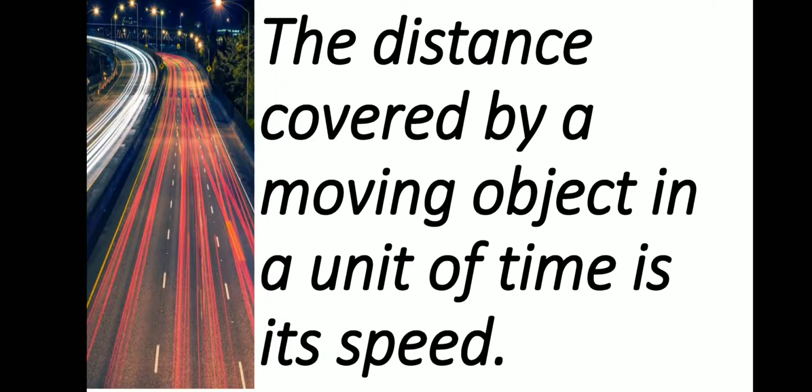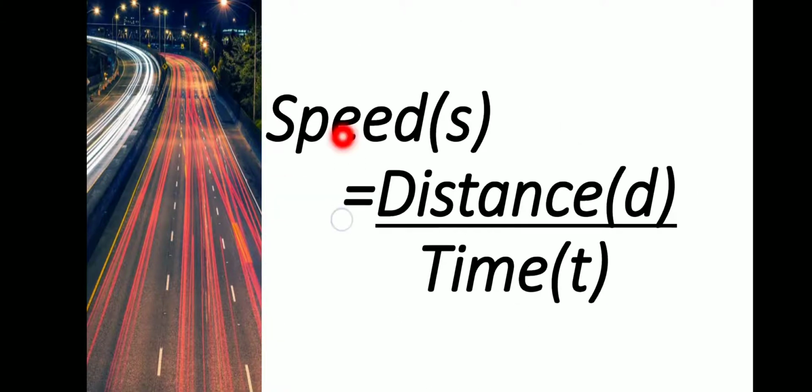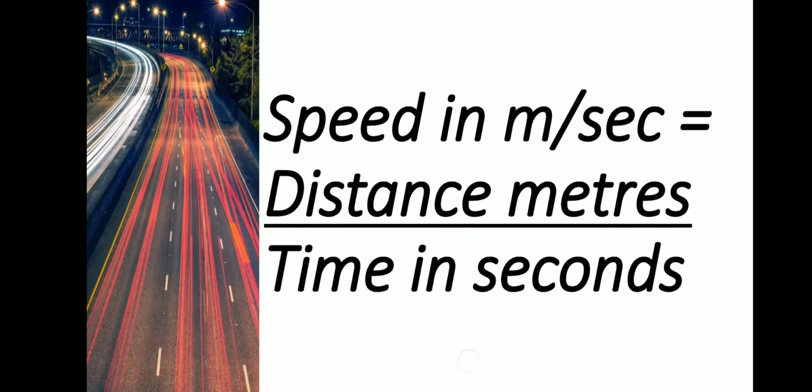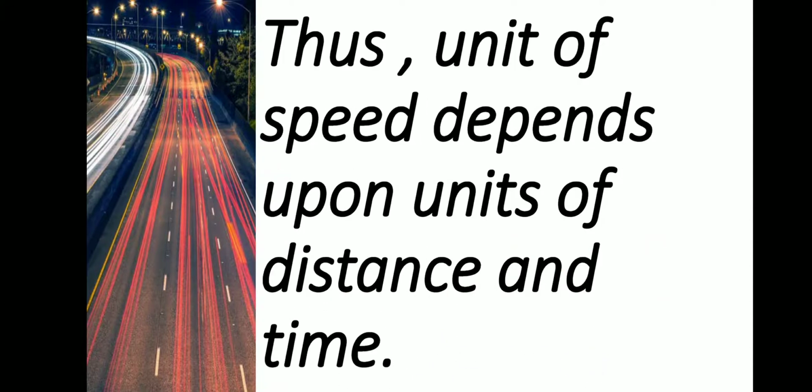The distance covered by a moving object in a unit of time is its speed. Speed S equals distance d divided by time t. When speed is in kilometer per hour, then distance is in kilometer and time is in hours. When speed is in meter per second, it means distance is meter and time is in seconds. Thus, unit of speed depends upon units of distance and time.